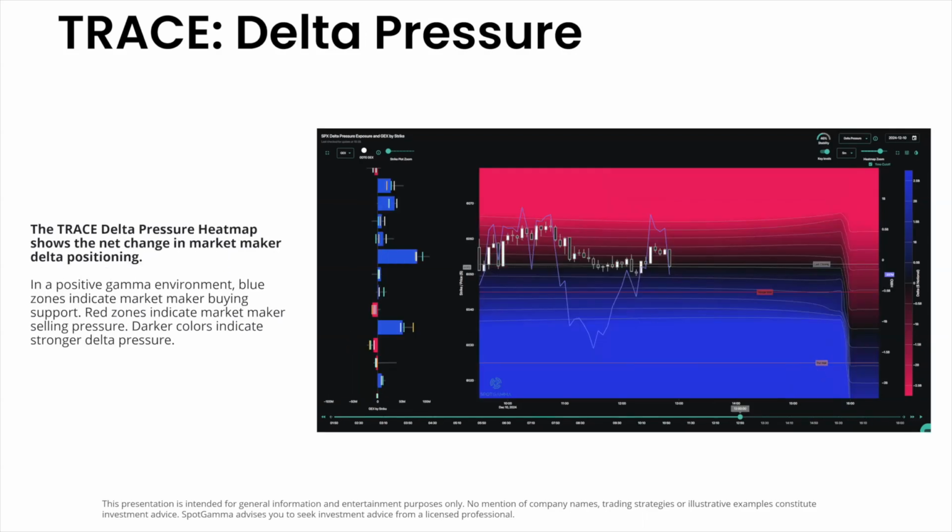The TRACE delta pressure heat map shows the net change in market maker delta positioning. In a positive gamma environment, blue zones indicate market maker buying support. Red zones indicate market maker selling pressure. Darker colors indicate stronger delta pressure.